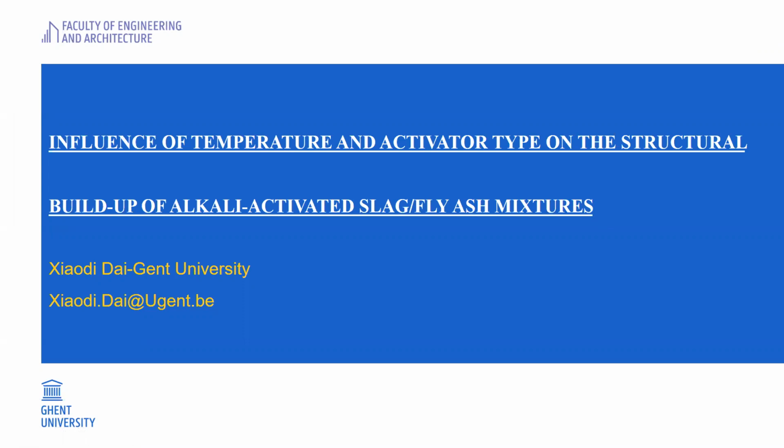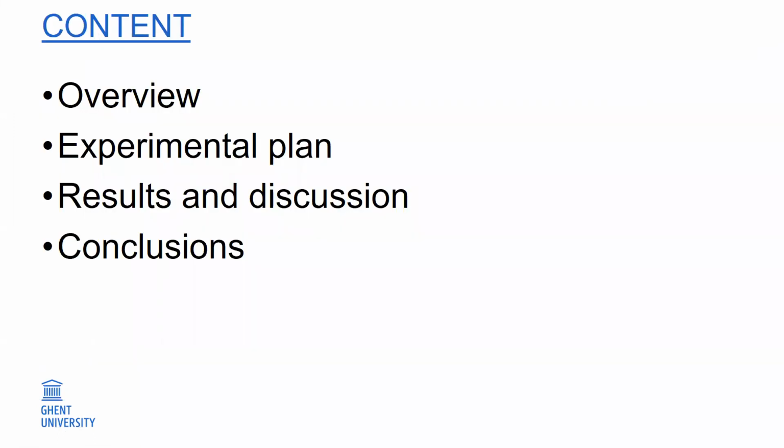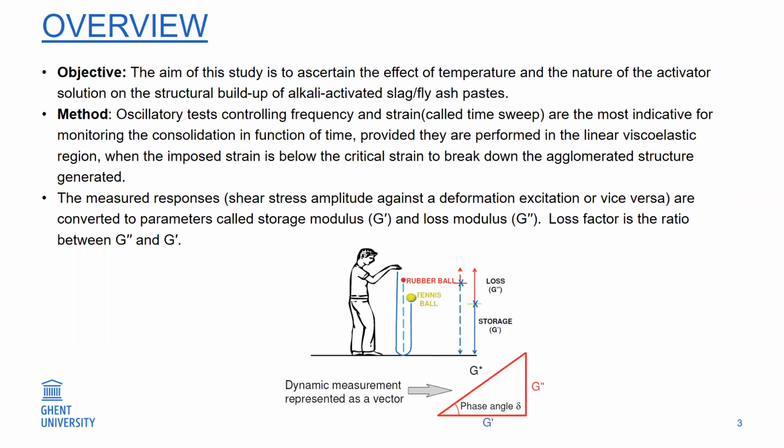The topic of our presentation is the influence of the temperature and activator type on the structure buildup of alkali-activated slag fly ash mixtures. So first, let's see the content of the presentation. We actually did some experimental work, and we will also discuss the results in the presentation. Basically, our aim is to determine the effect of the temperature and the nature of the activator solution on the structure buildup of alkali-activated slag fly ash paste, as we mentioned before.